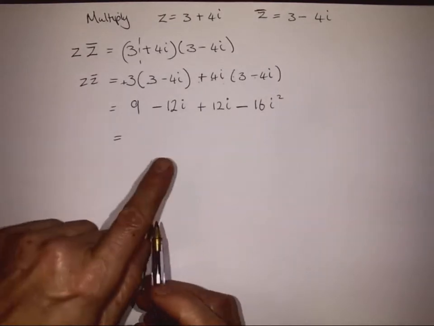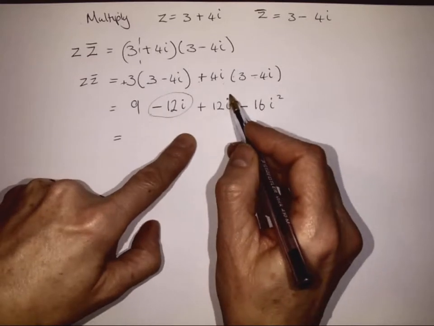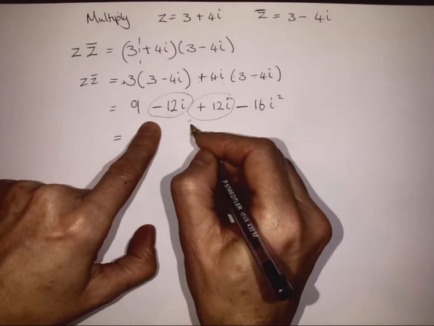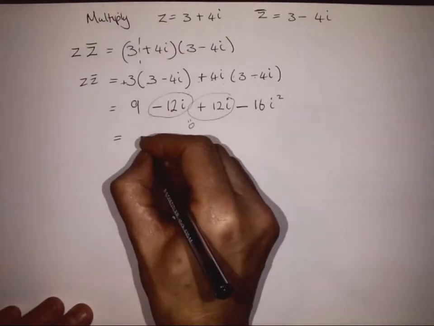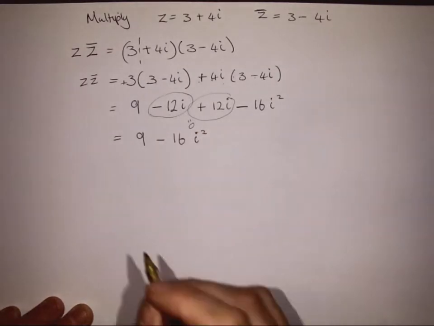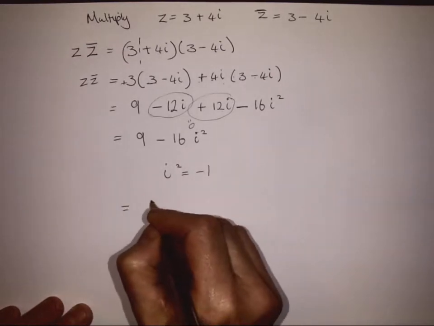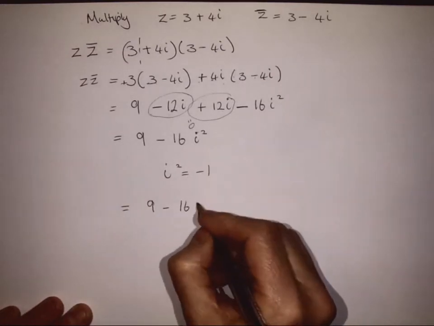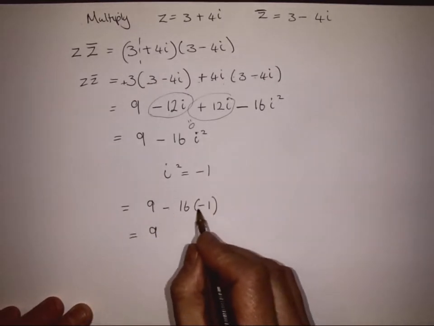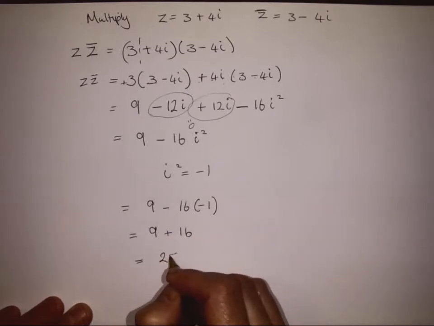And this happens all the time with complex conjugates. We have a minus 12i here. We have a minus part and a plus part. Minus 12i plus 12i equals 0, and we're left with 9 minus 16i squared. But remember, i squared equals minus 1. So that is now 9 minus 16 multiplied by minus 1, which becomes 9, and minus by minus is plus 16. 9 plus 16, which is 25.